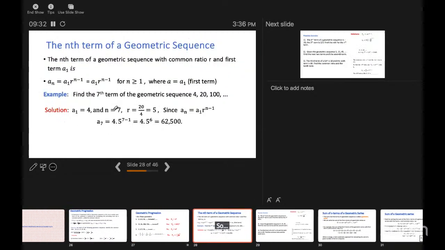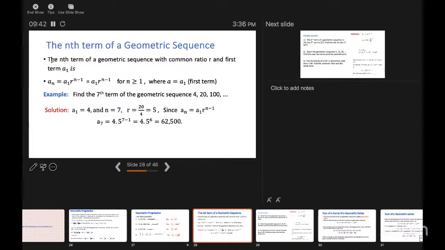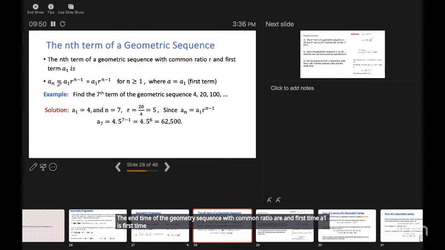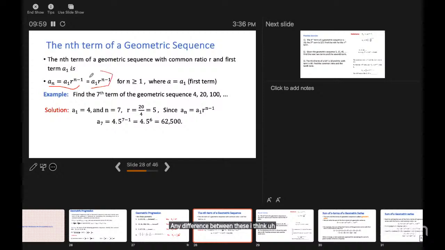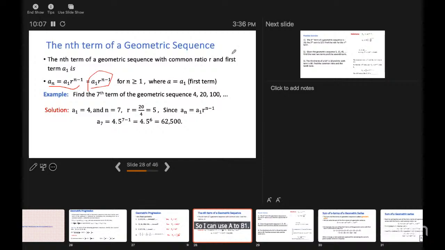Looking at the time, okay? Now let us look at the nth term of a geometric sequence, which I have just mentioned. The nth term of a geometric sequence with common ratio R and first term A1 is A1 R raised to power n minus 1, which I call Tn, but An here. Any difference between these? I think it is just repetition, the same thing, where n is greater than or equal to 1. So I can use A to be A1, so don't get confused.